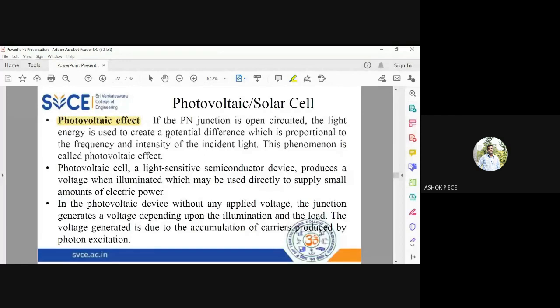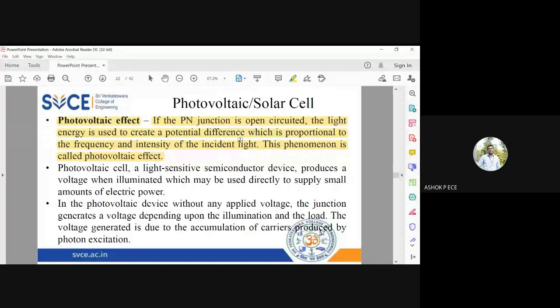So if you take a normal PN junction diode, if it is open circuited, and if I'm going to use light to create a potential difference between the different layers and produce voltage, I'm going to call that as photovoltaic effect. So I'm not going to give any electrical connection to the PN junction diode. I'm going to focus light on the depletion region, and that is going to create a potential difference which is proportional to the amount of incident light on the region.